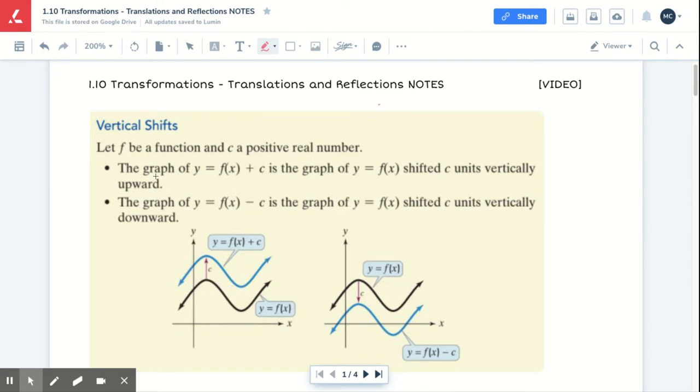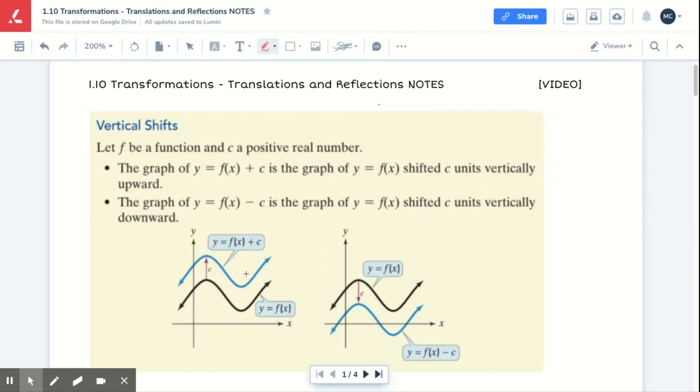So if we've got f as a function and c is a positive real number, then the graph of y equals f of x plus c is the graph of y equals f of x shifted c units vertically upward. So if you add a number onto the end of your function, it's going to shift it upward, however many units that is. And if you have y equals f of x minus c, then that's the graph of y equals f of x shifted c units vertically down.